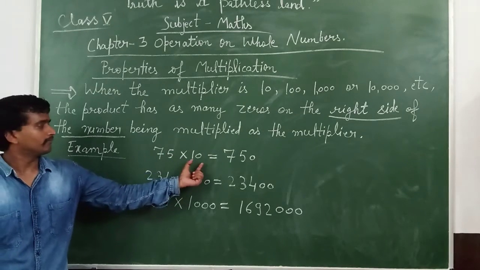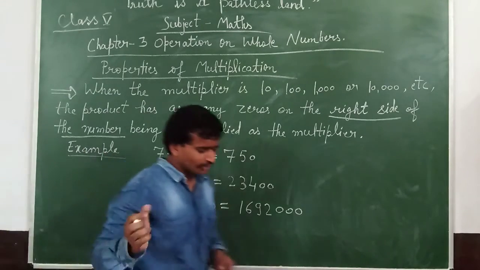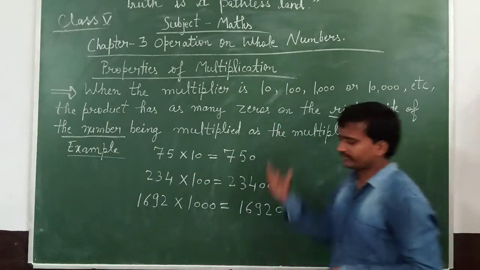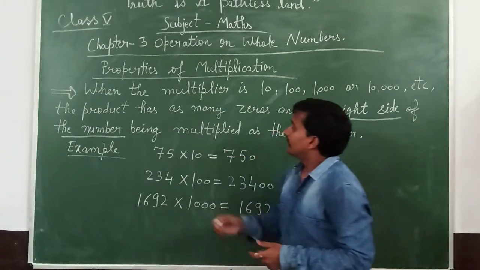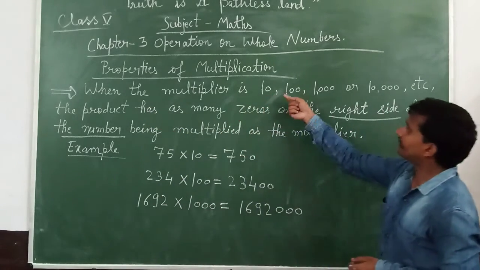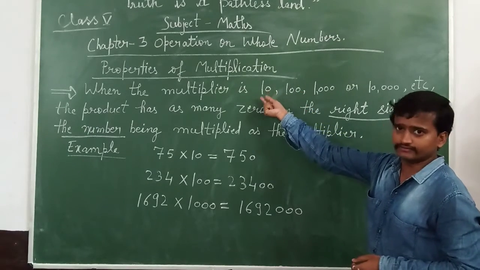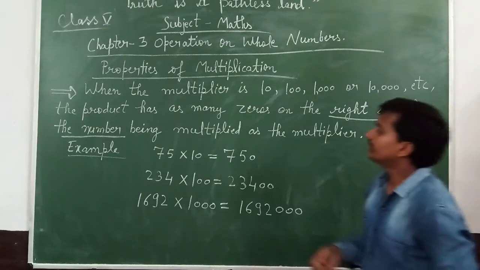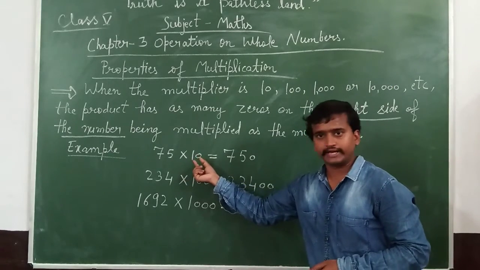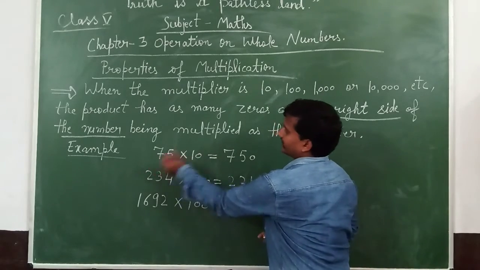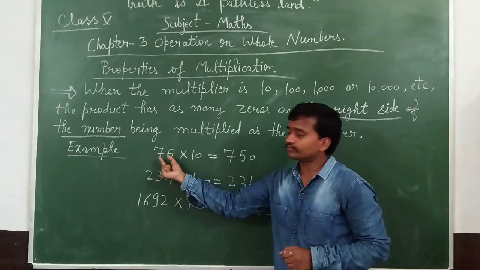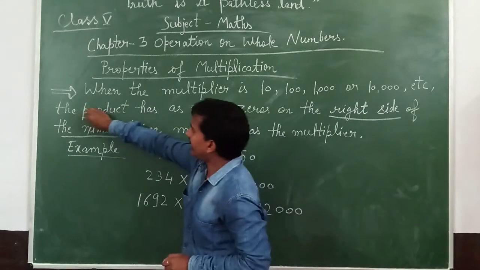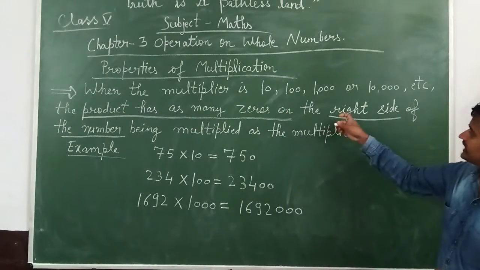75 multiplied by 10. We can solve these type of questions directly without performing the long method. It is only possible when the multiplier is like this: 10, 100, 1000, 10,000, lakh, 10 lakh. Here the multiplier is 10. We have to multiply 75. Simple. Write down this number 75 and the product has as many zeros on the right side.